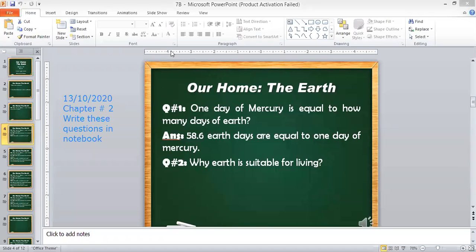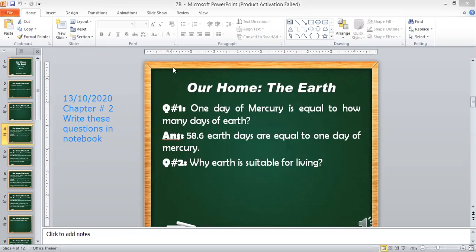Three students joined the class right now. I want to tell them that we are doing a question and answer for chapter number 2. You have to open your notebook, write the name of the chapter on the top of the page, write the date on the leftmost top corner, and write the question number and its answer in your notebook.